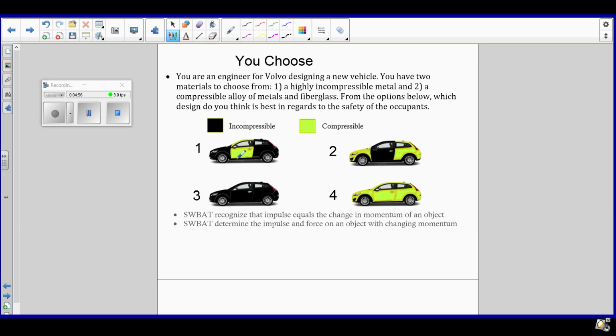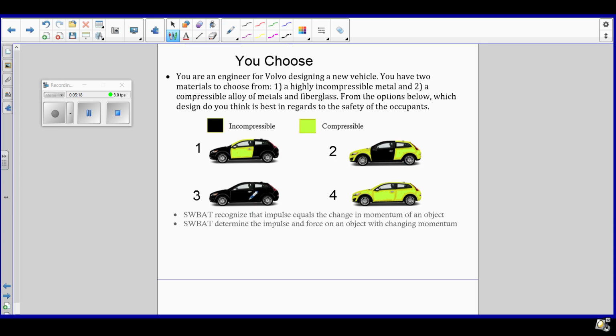So in which orientation using those two materials would be the safest vehicle? Vehicle one, your first option, is to have the incompressible material in the front and the back, kind of like to take the impact of a collision in the front and in the back. Number two is putting your incompressible material in the middle section and then the compressible material in the front and the back.